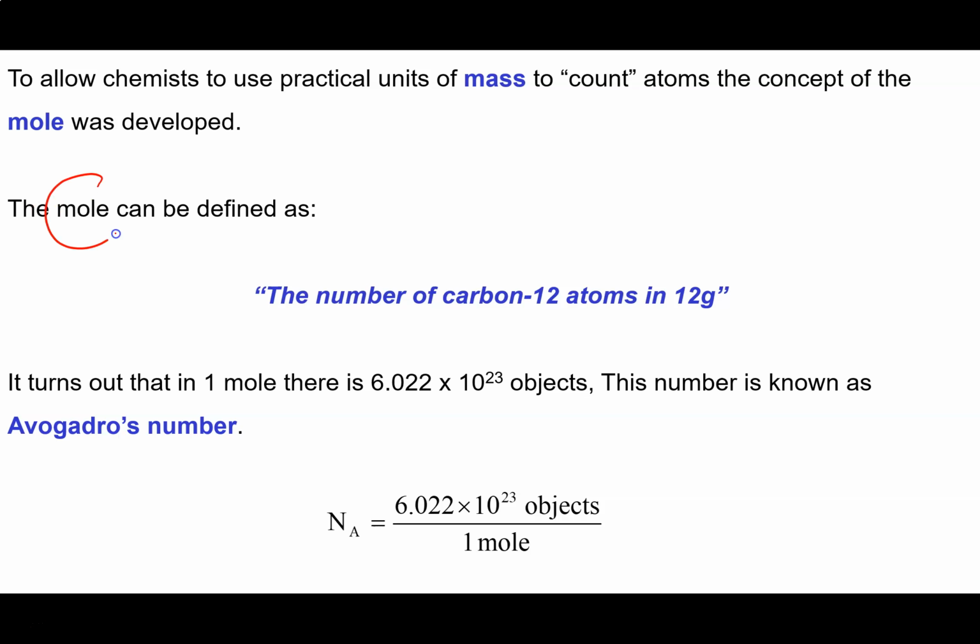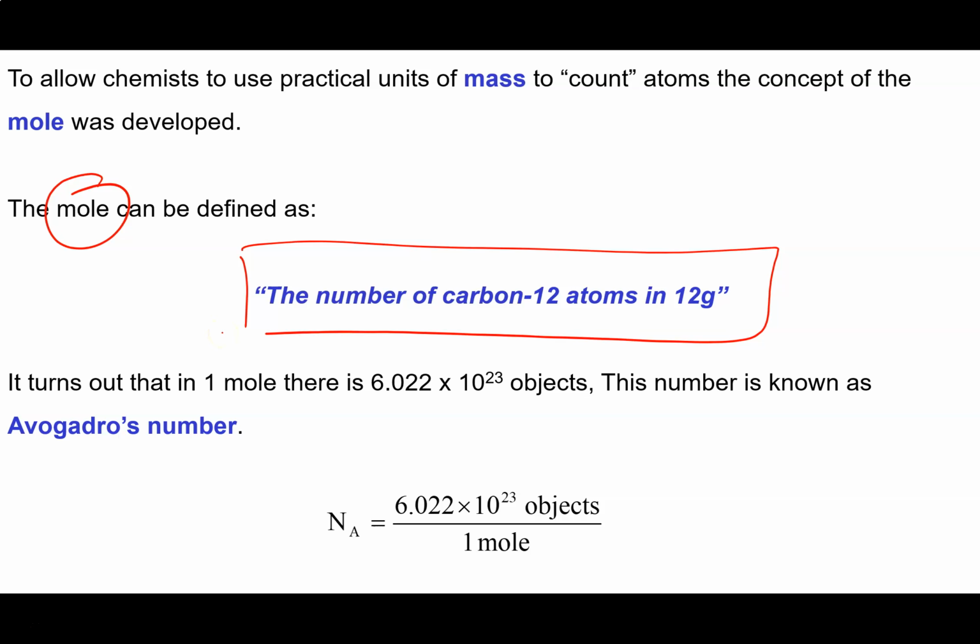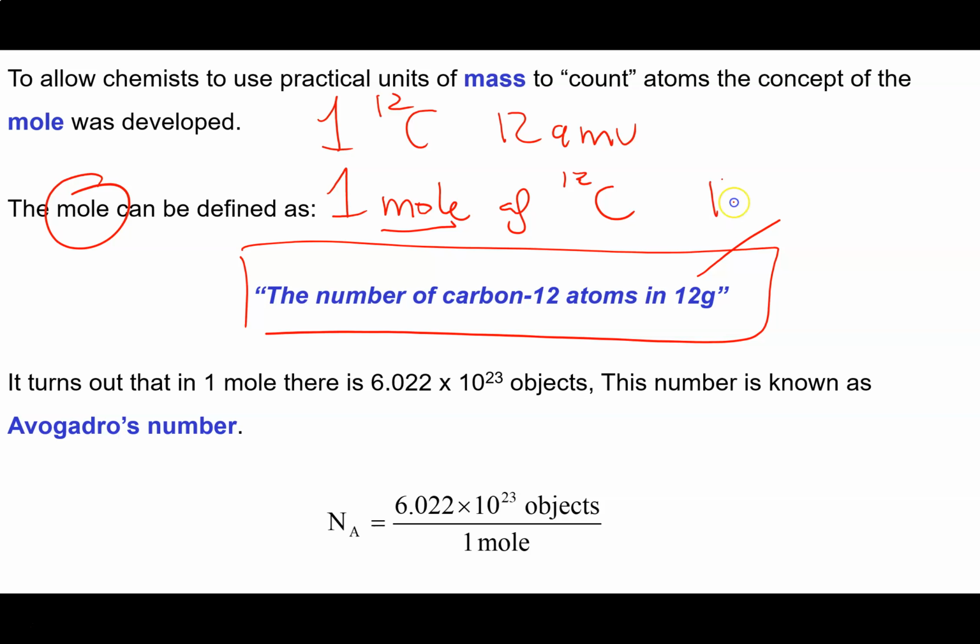And the mole is a pretty simple idea. It is the number of carbon-12 atoms in 12 grams. So basically what we're saying is that one carbon-12 atom we know has a mass of 12 AMU, but 1 mole of carbon-12 atoms has a mass of exactly 12 grams, right? Because it's easy to weigh out 12 grams. It's very, very hard to count out individual atoms.